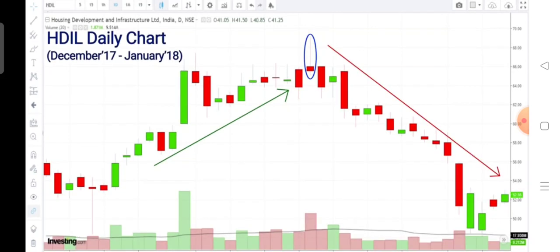So one could have maintained a trailing stop loss here and enjoyed the run if he or she had spotted the shooting star candlestick here. So this is all about the hammer and the shooting star. In the next video, we will take up more single candlestick reversal patterns.